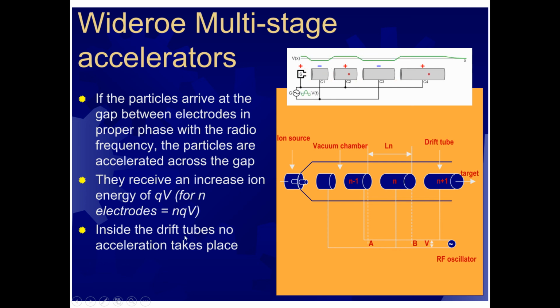Inside the drift tubes no acceleration takes place. Here you can see that while passing through the tube the particle has almost a uniform speed, but as soon as it passes through the gap, the acceleration takes place. Whatever acceleration takes place is outside the tube.